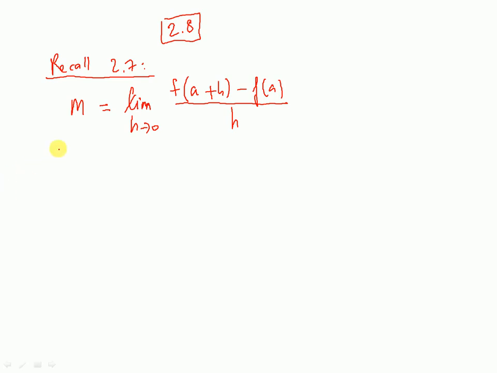Now the concept for the average velocity is very similar. We already know that the average velocity is equal to the displacement over the time, right? So the velocity is the displacement over the time.